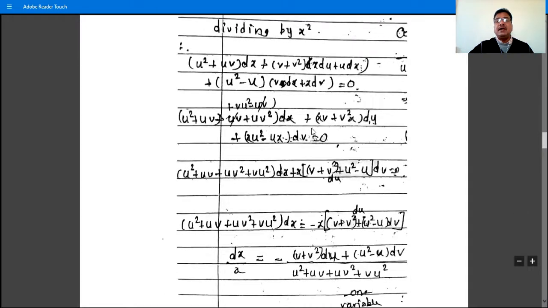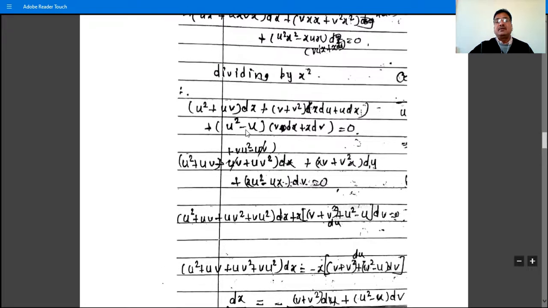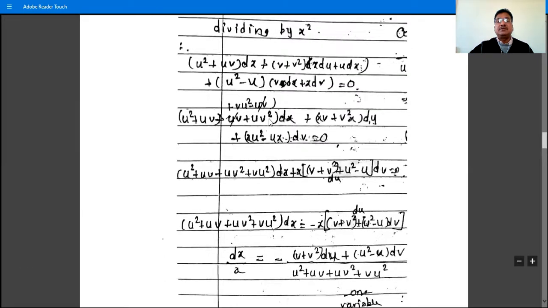Then collect the coefficients of dx, du and dv. So what is the coefficient of dx? u² + uv, plus uv + uv², minus ... and another coefficient is ... plus u²v. Okay, so these are the coefficients, plus u²v.